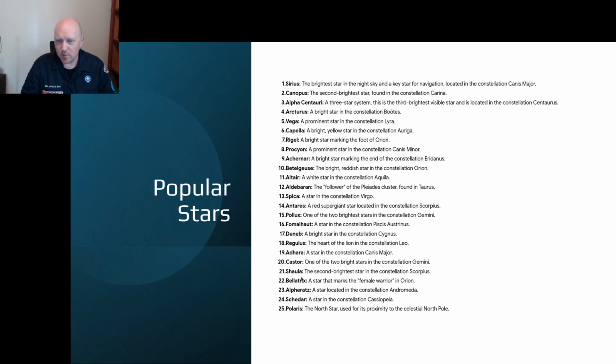And again, this is some of the more popular stars that are easy to recognize as parts of constellations, and then also that are relatively bright, which are kind of the two most important things when you're figuring out this kind of stuff.